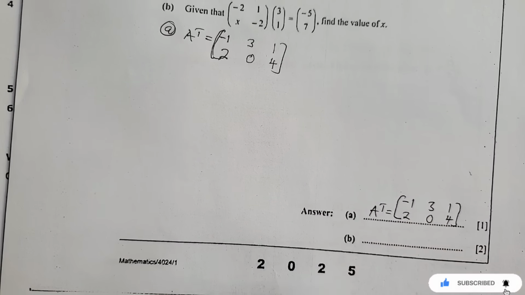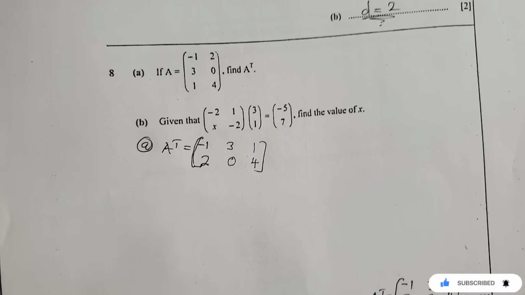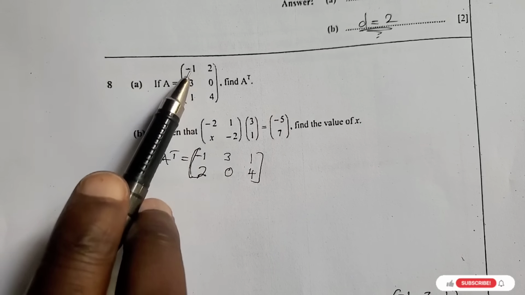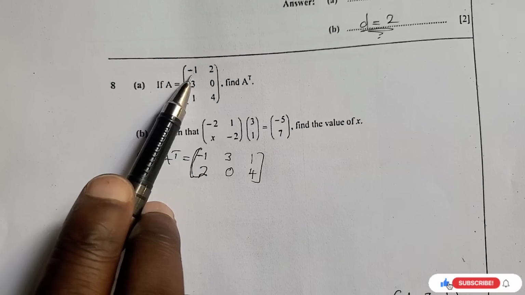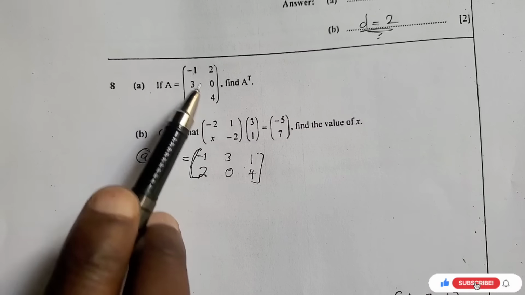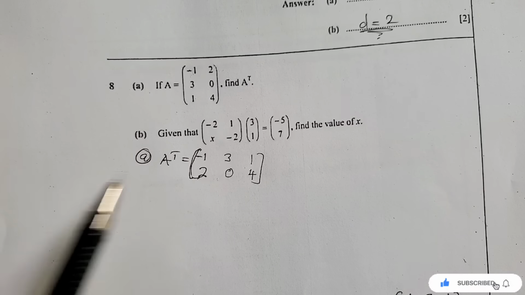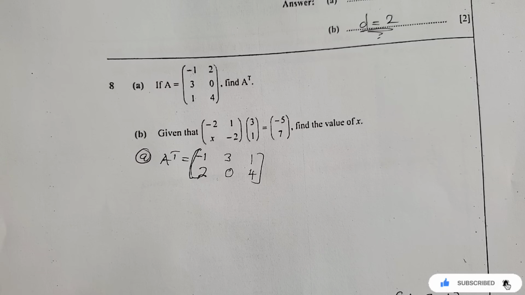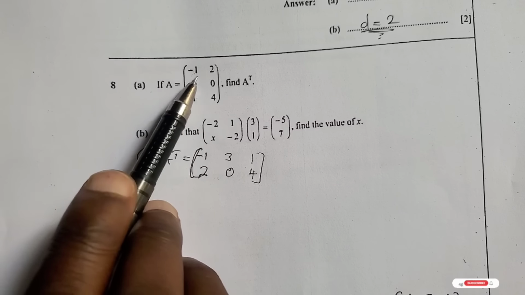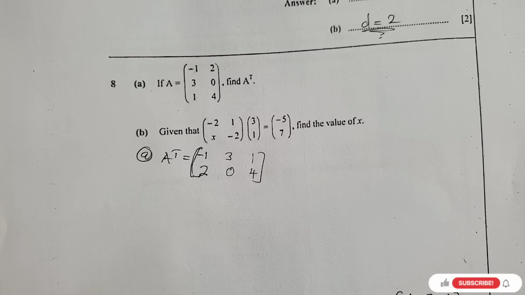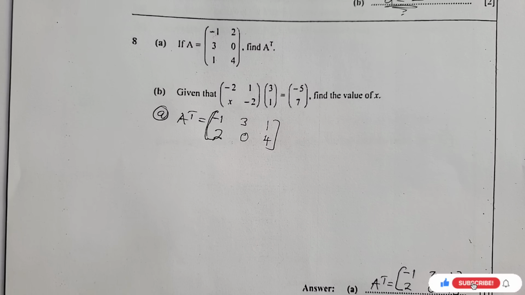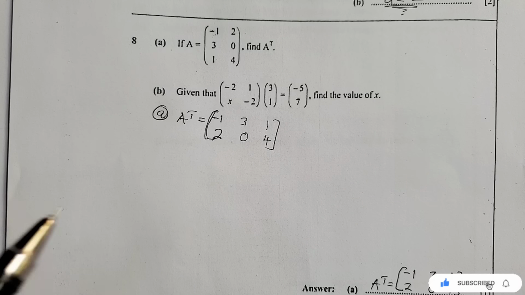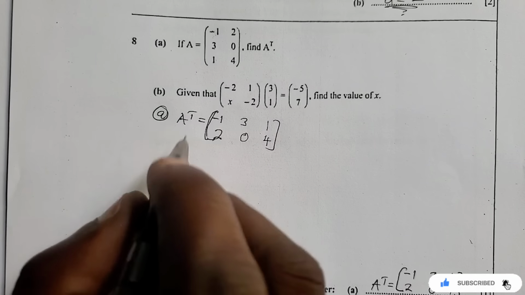Now, let me just show you something. What have you noticed between the first element in the original matrix here, the first and the last in the answer? They don't change positions, right? Exactly. They don't change positions. The first and last, they don't change positions. And that tells you that you are doing the correct thing. Now let's come to B.